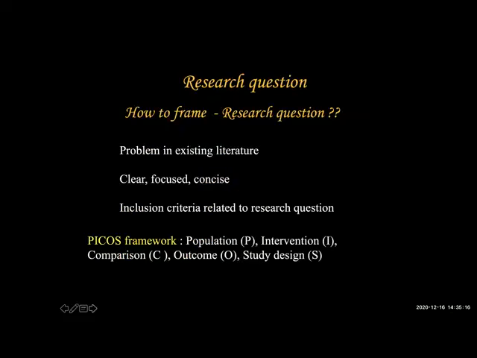Okay. Now, what do you mean by research question? As you know, first you should have some basic knowledge about any topic. You should know what the problem in the existing literature is. Once that is done, you can come to your research question. The research question has to be clear, focused, and concise, so it is directly related to your inclusion and exclusion criteria. As I told you, once your research question is framed, the next part of the systematic review will be very easy. So your systematic review has to be based on the PICOS framework, that is, P stands for population, intervention, comparison, outcome, and study design.